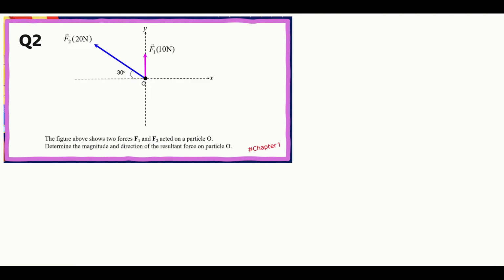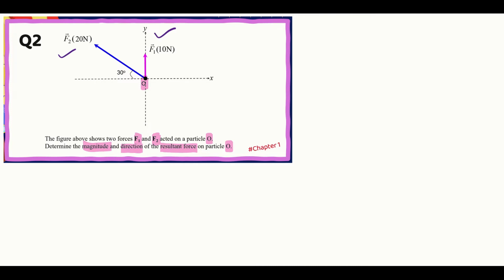Okay, question number 2 is about resolving forces. The question is, the figure above shows two forces, F1 and F2, acting on a particle O. So here is our particle. Determine the magnitude and direction of the resultant force on particle O. So we have here two forces. We want to find its resultant.